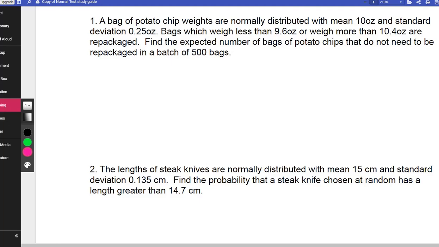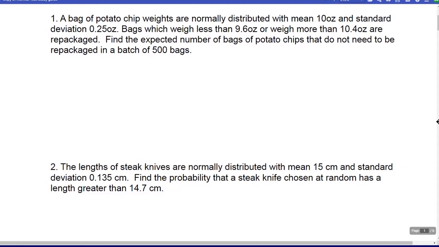I wrote X with the little mark, I don't know what it's called, and then parentheses, I put 10, comma, 0.25 with power 2. All right. Good. Those are parameters. That's the mean and the variance, right? Mm-hmm. Now what?